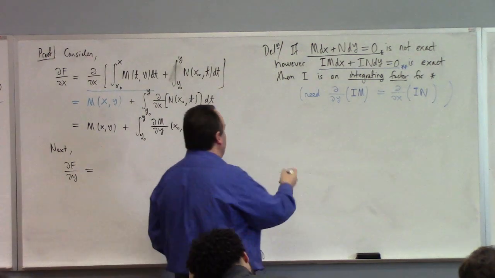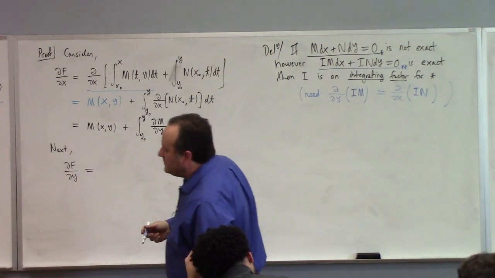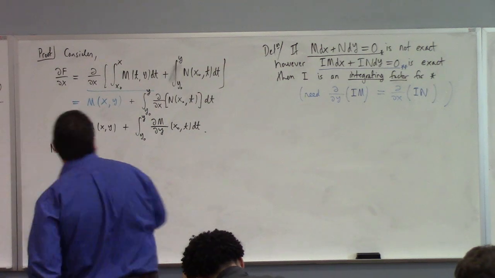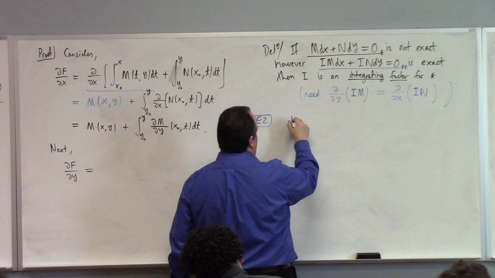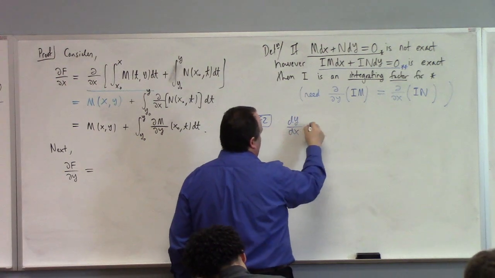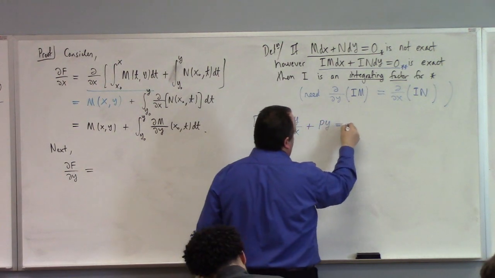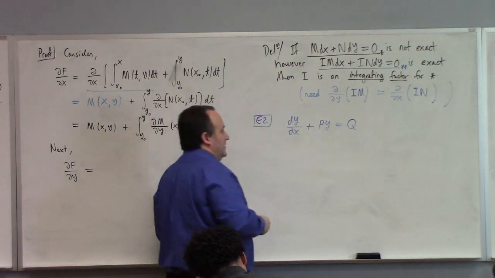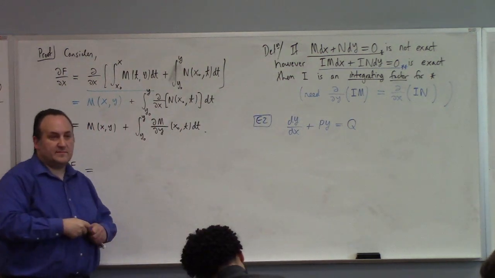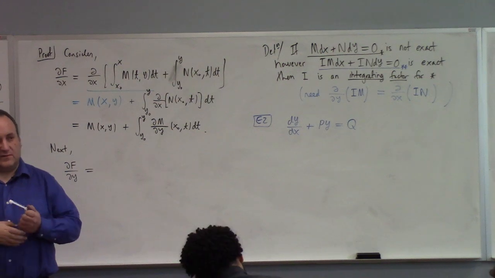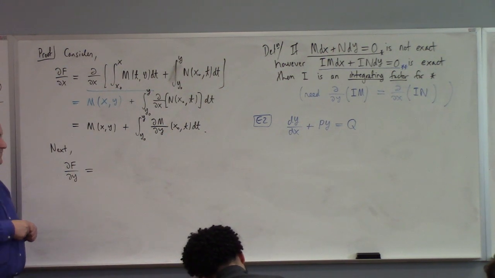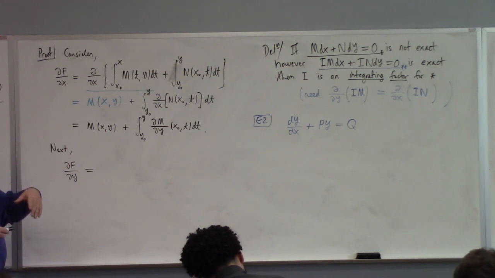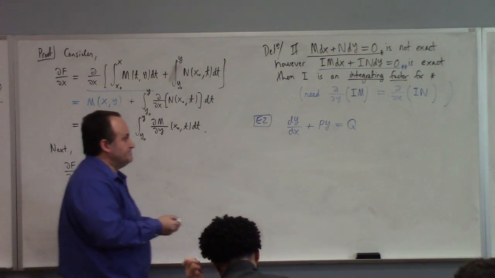Here's one. Example 2. You guys, we've looked at this problem before: dy/dx plus py equals q, right? In fact, we already know how to solve this, don't we? Now let's understand what we're doing from a slightly different perspective. Here I'm assuming that p and q are just functions of x.